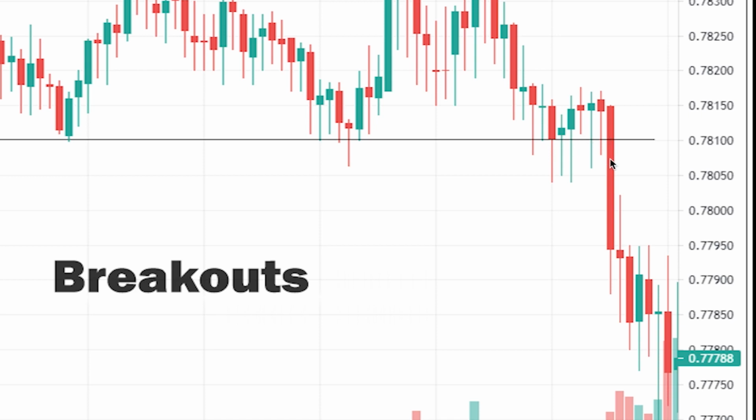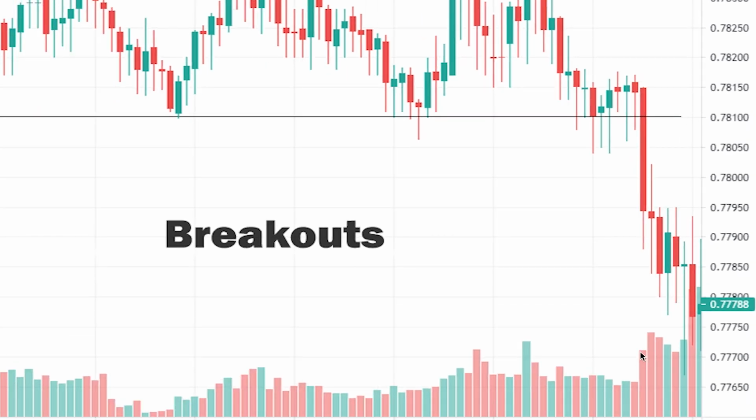And finally, you can see that we have this long red candle that broke this support level. This candle shows significant selling pressure. And if we check the volume, you can see that the volume also increased with this candle. So we can conclude that this is a valid breakout.